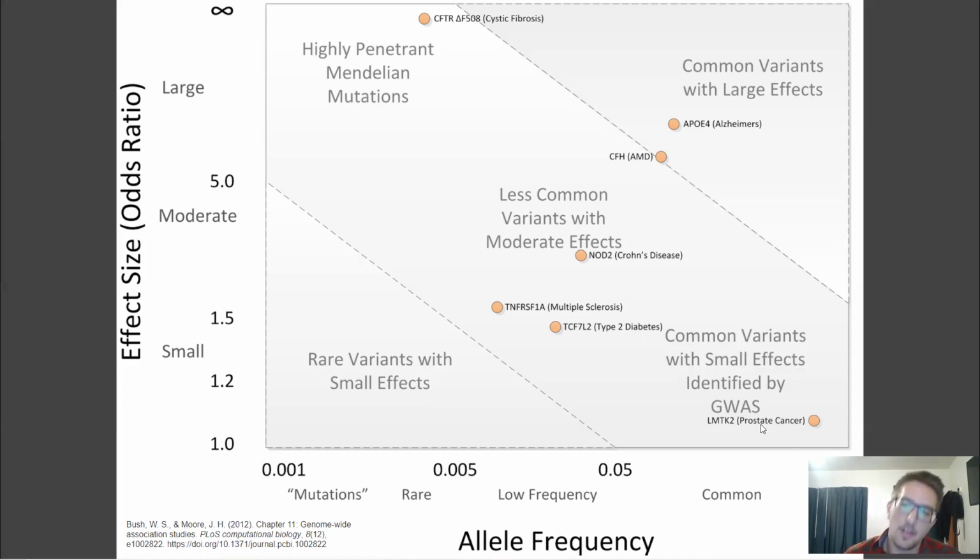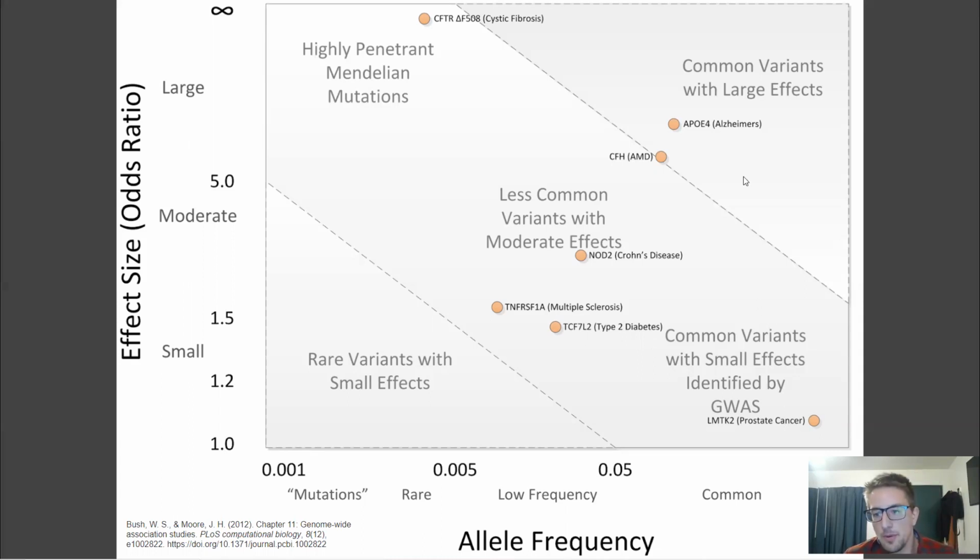On the other hand, common variants with small effects, so just moving right here. Common variants, most people have them, low effect, not very descriptive, at least individually, in describing why someone has, say, prostate cancer. But for diseases like this, if you have enough participants, GWAS can really find these associations very well.